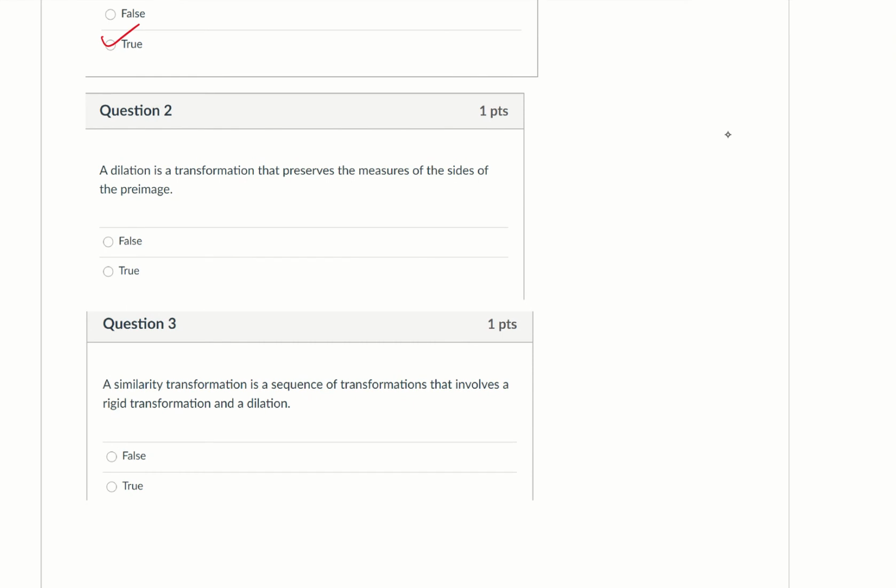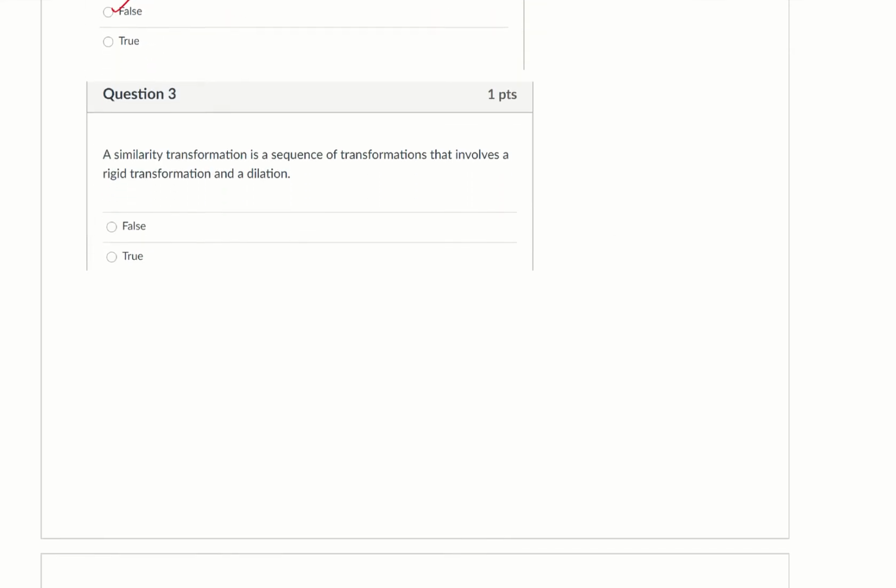Leading into the second question, a dilation is a transformation that preserves the measures of the sides. It does not preserve it. The sides do change when you do a dilation. That's actually why it's called a dilation. So that's actually false.